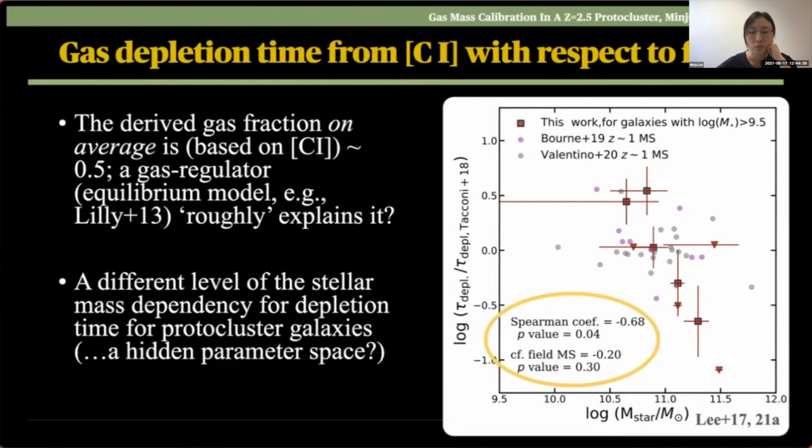But we find a different level in terms of the depletion timescale. On the right panel, it shows the depletion timescale normalized by what is expected from the field galaxies. There is still a narrow range in terms of the gas-to-stellar mass ratio or depletion timescale, but we find a different level of stellar mass dependency for the depletion timescale. If you go to higher stellar mass, the depletion timescale is shorter, meaning that it may be quenched earlier. We could try to explain this trend.